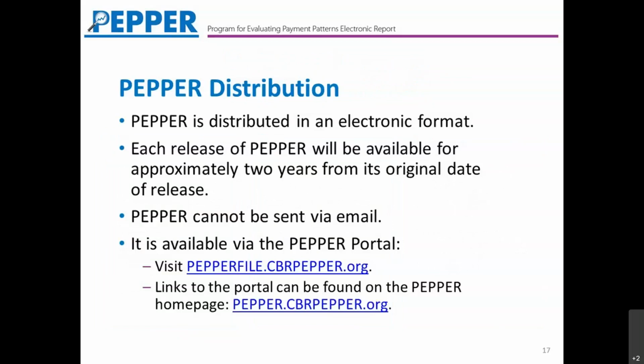The Peppers are distributed in electronic format in a Microsoft Excel workbook, and they are available for 2 years from the original release date. We cannot send Pepper through email because of the sensitive data housed within the Pepper. We have to be judicious in the way that we distribute the Pepper, and it cannot be sent through unsecured emails.